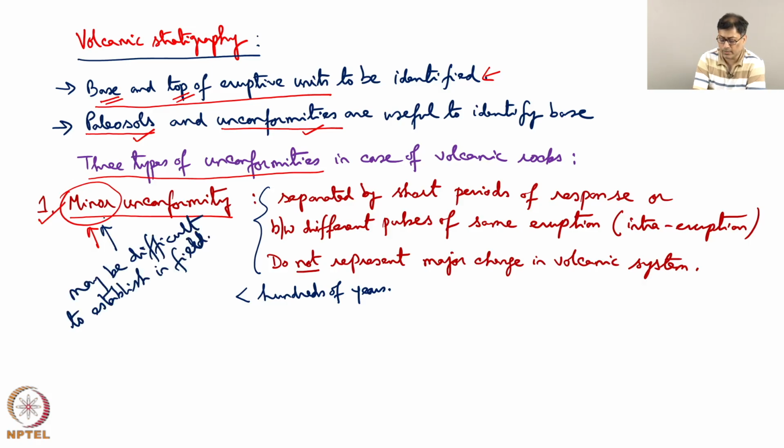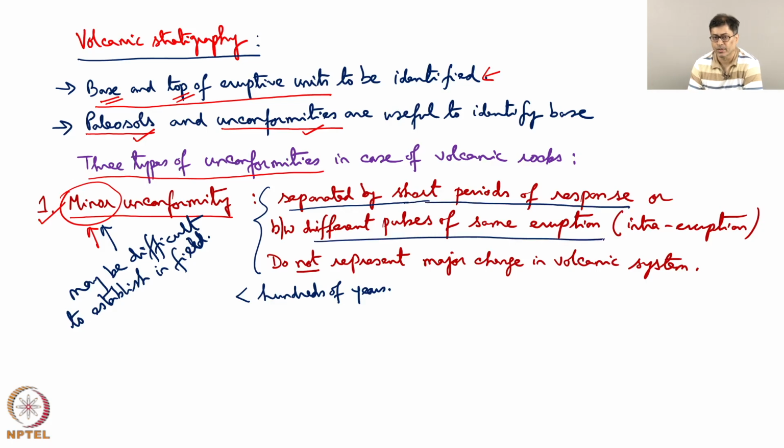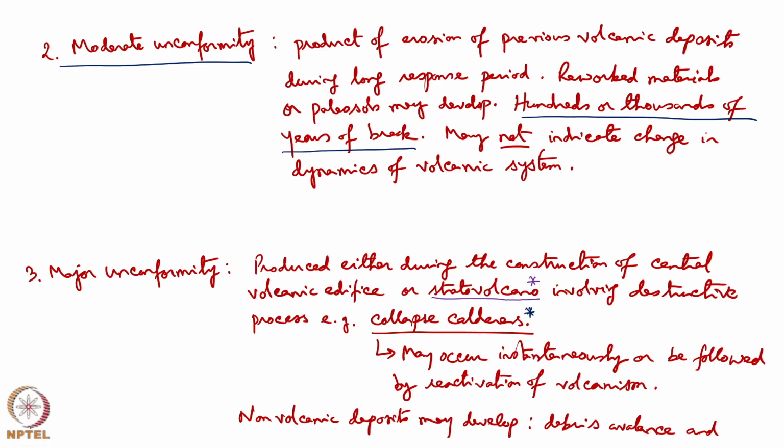In other words, the minor unconformities are indicative of units separated by short periods of repose, or between different pulses of the same eruption. There is the same eruption going on, there can be a very short break in between, and we call that the intra-eruption. Now, we come to the definition of the moderate unconformity. As I told earlier, these are indicative of hundreds or thousands of years of break in the volcanic rock record.